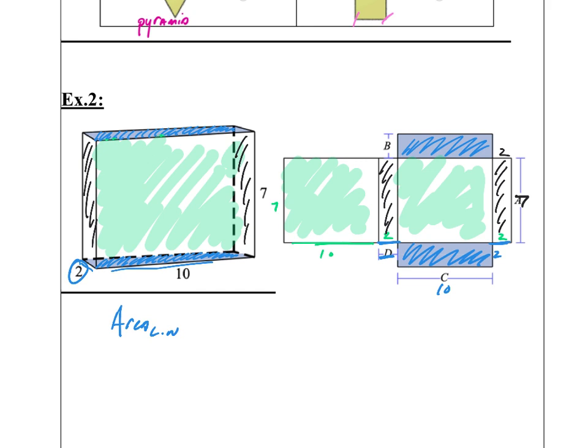So if you look, we have 2 of the faces, which is 7 by 10. Plus, we're going to have 2 of these, right? So we're going to have 2 of the 2 by 7. Plus, we're going to have 2 of the 2 by 10s, right? These pieces here.